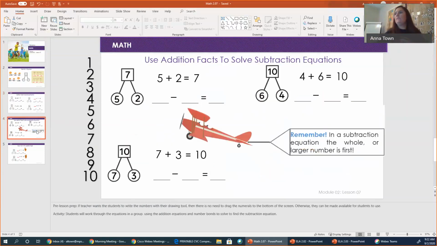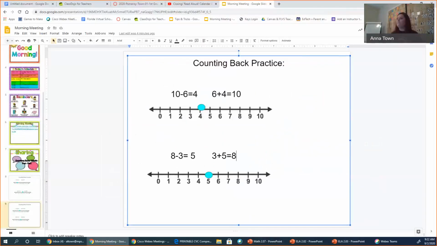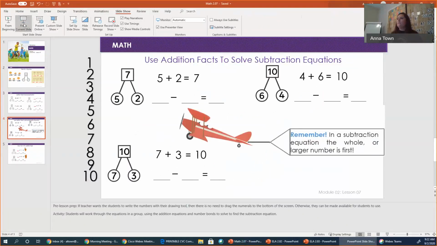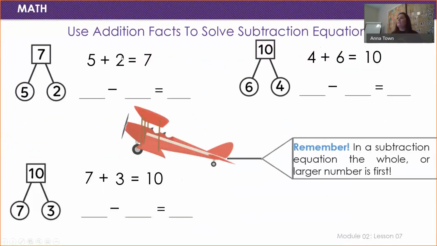I'm going to give you a couple of minutes to go ahead and make your subtraction equation for the 3 problems up here. 5 plus 2 equals 7. Give me a subtraction equation for that. Give me a subtraction equation for 4 plus 6 equals 10. And give me a subtraction equation for 7 plus 3 equals 10. Go ahead, get to work.